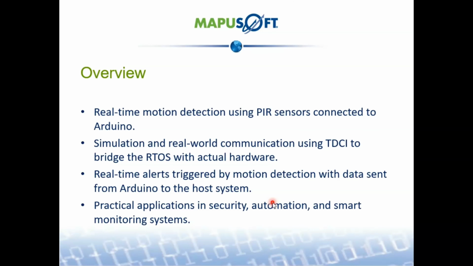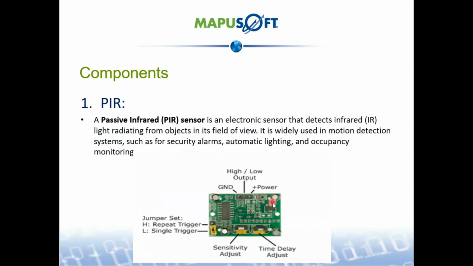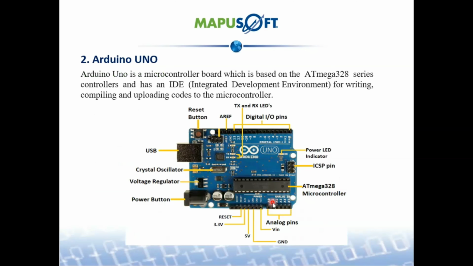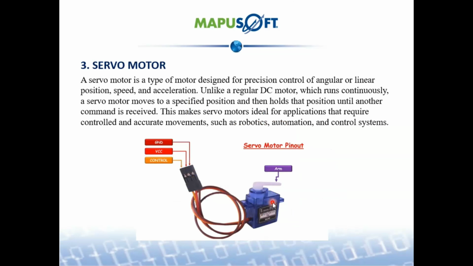The system consists of a PIR sensor, a target Arduino board, and a servo motor for door open and close purposes. So with TDCA, developers can simulate and control the motion detection system in real time, creating scenarios like automatic door opening whenever motion is detected, which is controlled by an RTOS simulation.